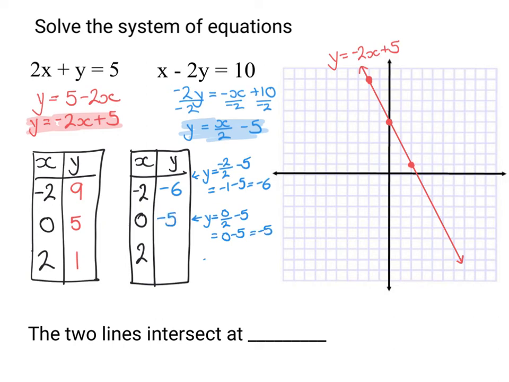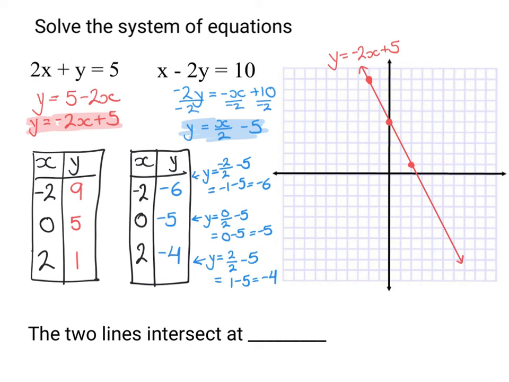And the last y value. So y is equal to, again, x here happens to be 2, so I'm going to put that +2 over 2 minus 5. And 2 divided by 2 is just 1, so 1 minus 5, that equals -4.